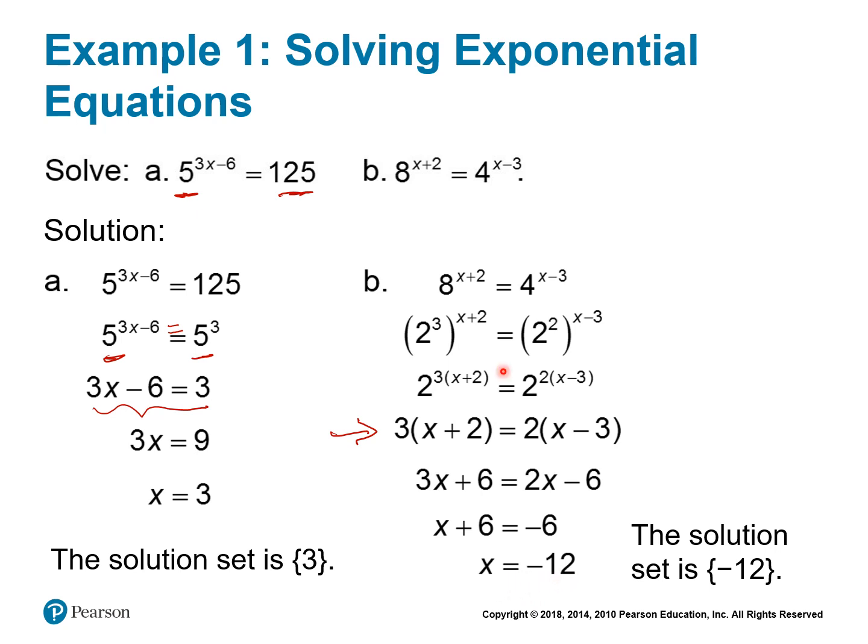So for these kinds of problems, the main step is to change the unlike bases to the same base if we can. Sometimes we cannot, but if we can, then change the base of the exponent to the same value, and then you can make the exponents equal to each other and solve for x.